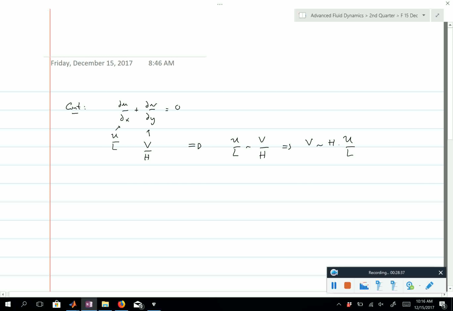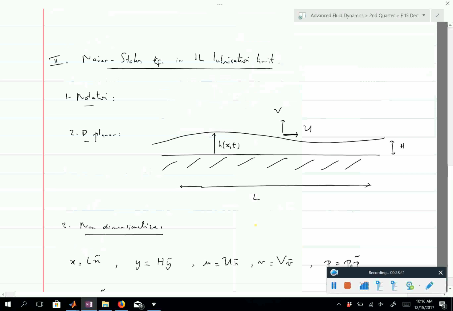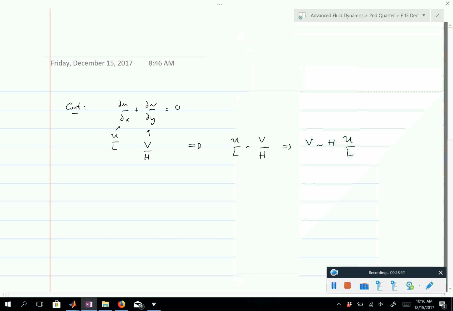Our first assumption, if you have a lubrication layer, is of course that H is much smaller than L. That's the number one assumption. We have a thin film. So you see directly here that V is going to be much smaller than U.